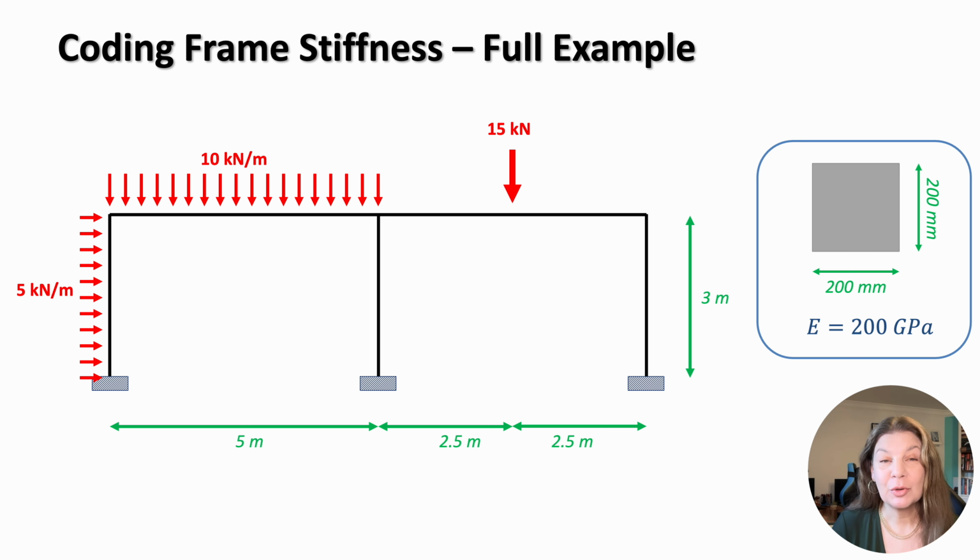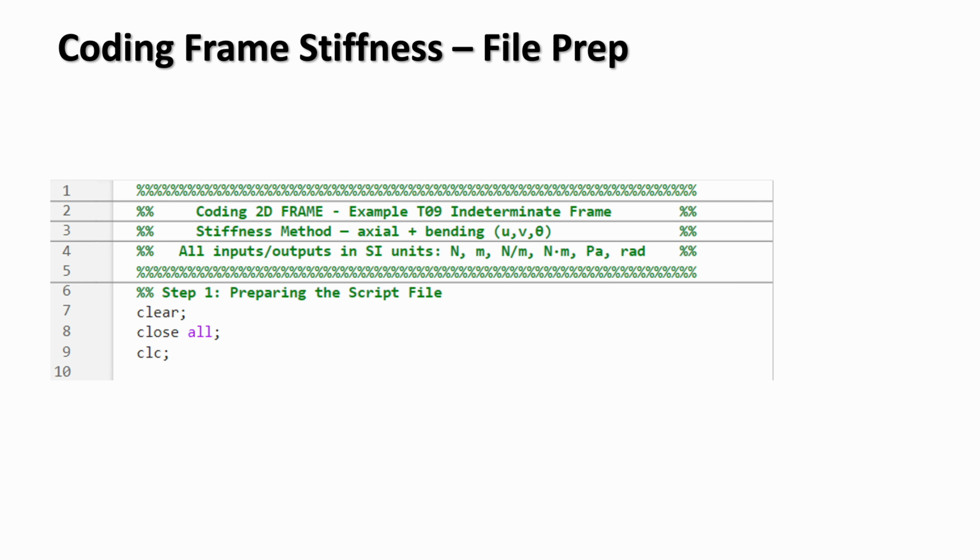We've already developed all the necessary theory in earlier lectures, deriving element stiffness matrices, transformation matrices, and the global assembly rules. So in this lecture, we can apply that full workflow to this realistic frame using coding. Before we start defining any structural data, the first step in our coding workflow is simply preparing the MATLAB file. This is mostly housekeeping, but it's an important habit to establish because it ensures that every run of the script starts from a clean, predictable state.